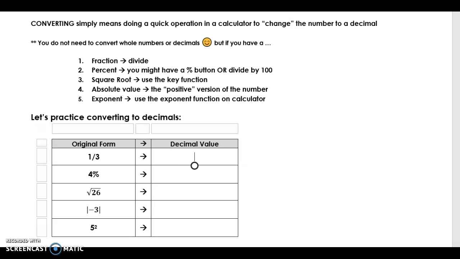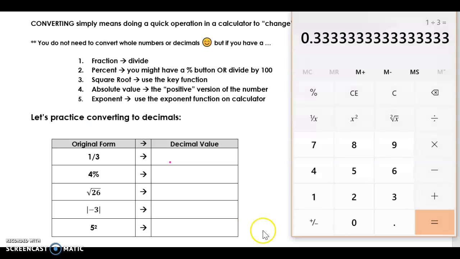So we're going to come in here, grab my pen. We are going to write in the decimal point. Bring up my calculator again so you can see it. 0.333.